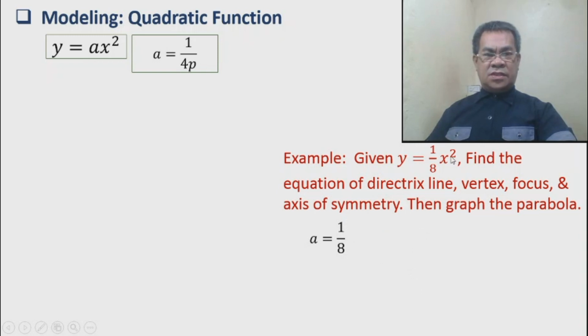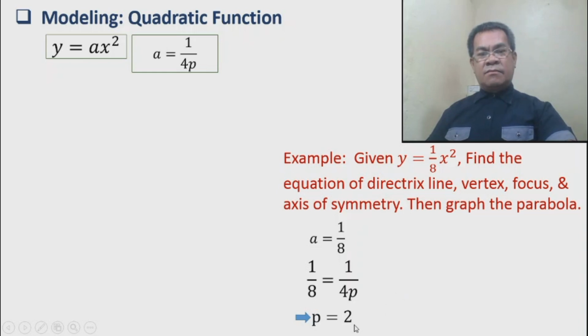So first solution: take note that using this equation, a is equal to 1 over 8. So the parabola here has a coefficient a of 1 over 8. Now take note, a is 1 over 4p. So you can equate 1 over 8 and 1 over 4p. So therefore, a is 1 over 8 and a is 1 over 4p. So we can solve for p. So p by calculation is 2.